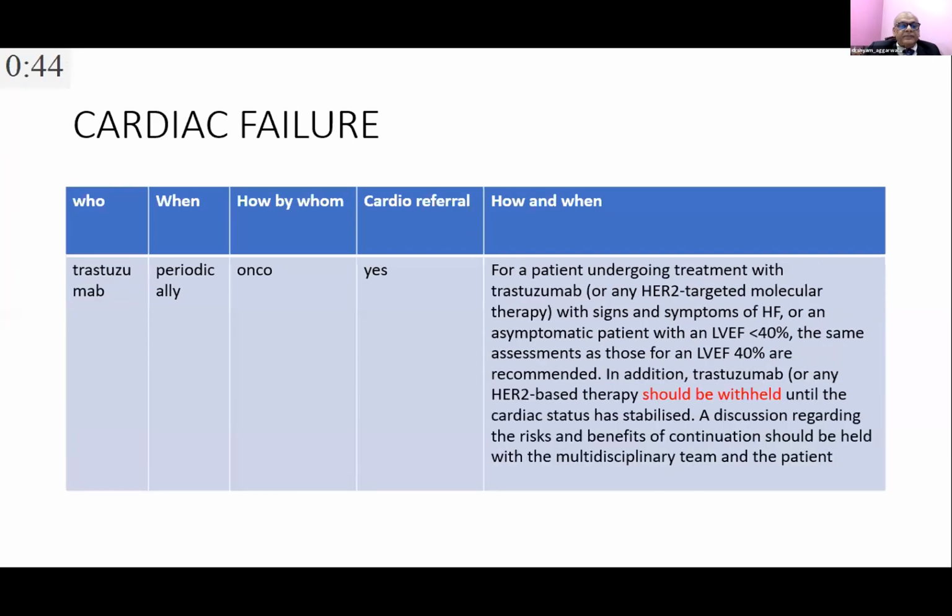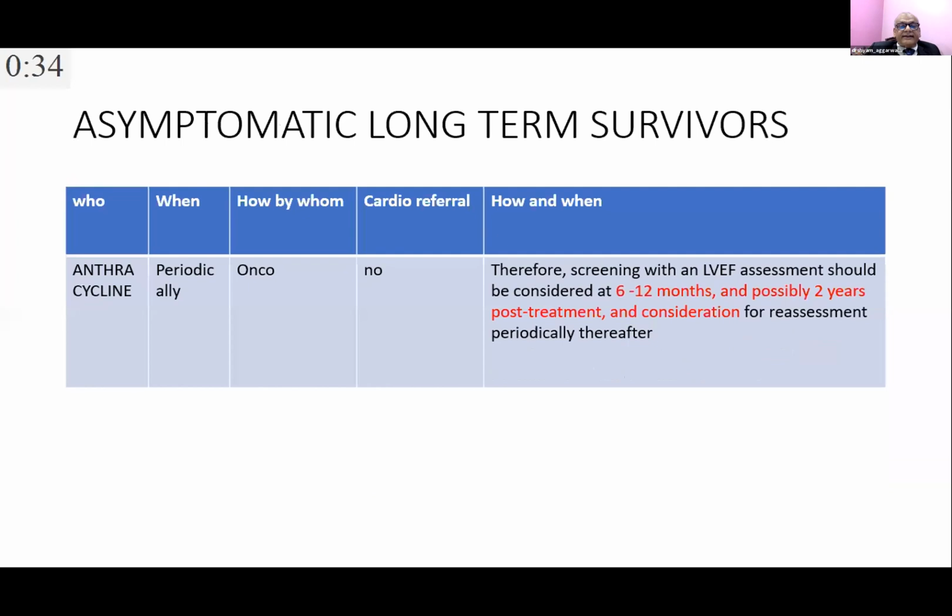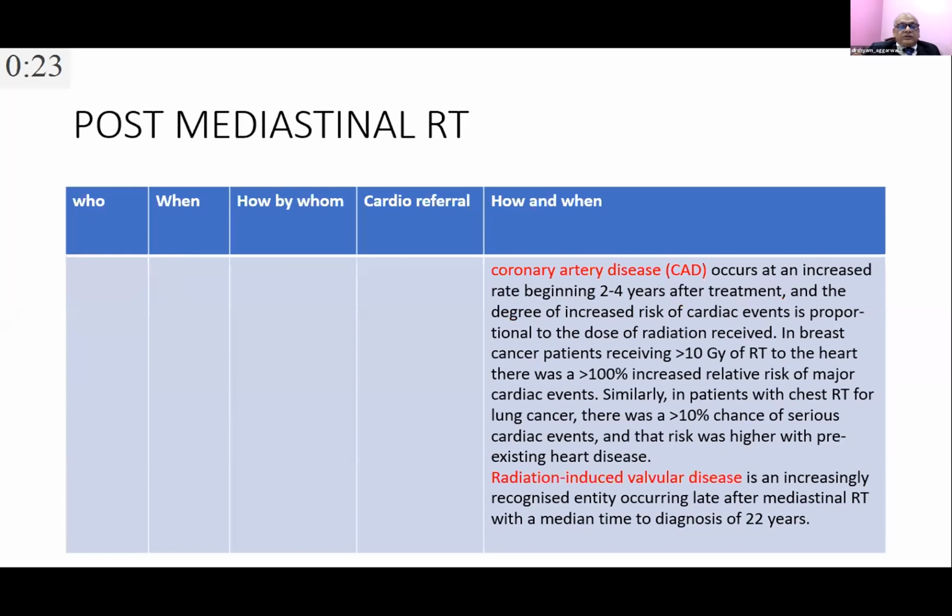Next, please. Again, with trastuzumab, it should be withheld, and we should do periodic follow-up at 3 to 6 weeks until there is a recovery of the LVEF. Next. So for asymptomatic long-term survivors on anthracycline, we need to do follow-up LVEF monitoring for long periods of time, every 2 years, after maybe 3 to 4 years.